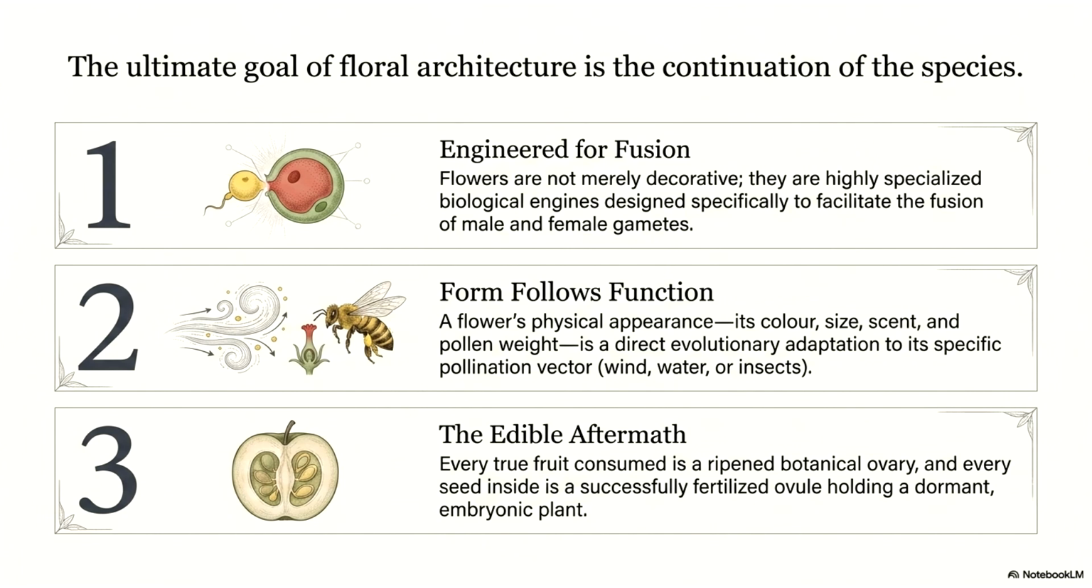A flower's physical appearance, its color, size, scent and pollen weight are direct evolutionary adaptations to its specific pollination vector, by wind, water or insects, and the edible aftermath. Every true fruit consumed is a ripened botanical ovary, and every seed inside is a successfully fertilized ovule holding a dormant embryonic plant. This is what this slide is telling.